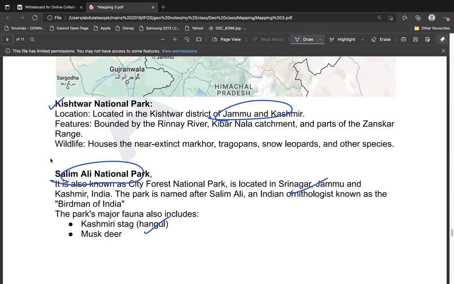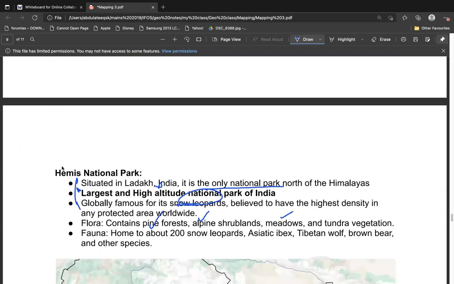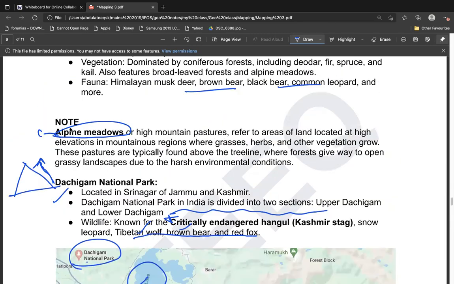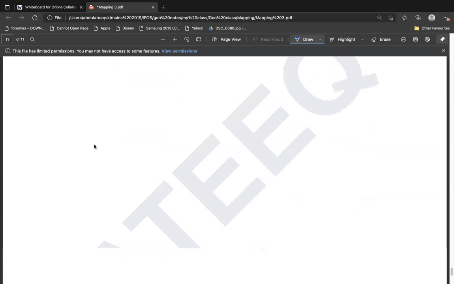So these are the national parks present in Jammu Kashmir and also the Ladakh region. In Ladakh, you have only one national park. Ladakh is currently a union territory. There is Hemis. In the Jammu and Kashmir region, you have the Salim Ali, Kishtwar, Dachigam and the Kazinag National Park. These are the few points that you need to know.